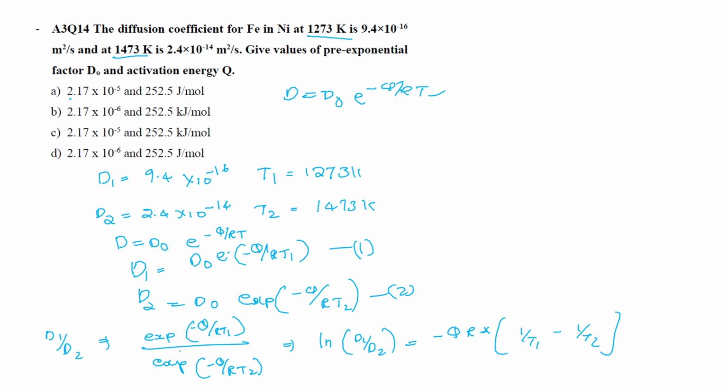Now to avoid the exponential, you have to use logarithm on both sides, the left hand side as well as the right hand side. On the right hand side the exponential and log will cancel, and what will remain is Q by R times 1 over T1 minus 1 over T2. Now here you have to give the values. Yes, Q by R. Sorry, thank you.